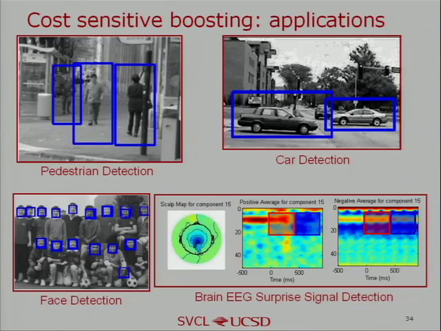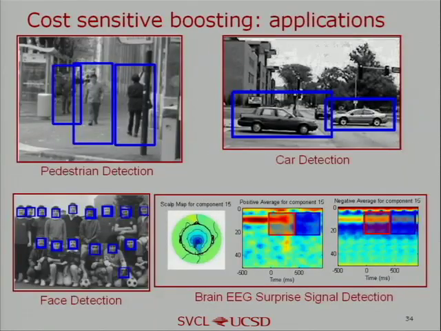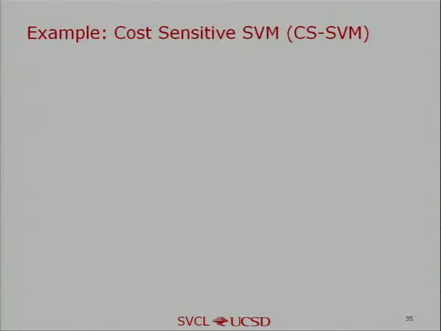The history of this is that I wanted to derive the cost-sensitive version of AdaBoost, and that uses the exponential loss. But here, using the cost-sensitive version and still Bayes consistent boosting, we've done a lot of experiments for pedestrian and car and face detection. We've even used it for brain EEG, surprise signal detection. But I'm going to move on to deriving the cost-sensitive SVM.